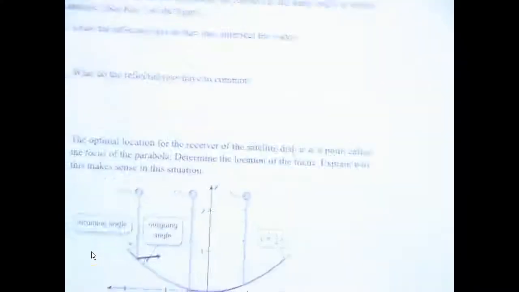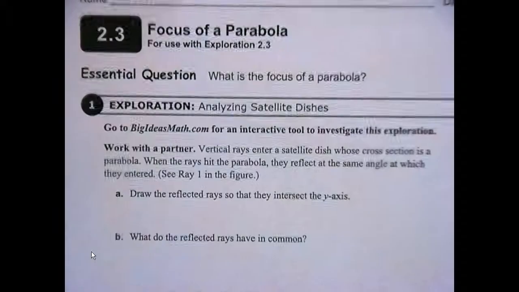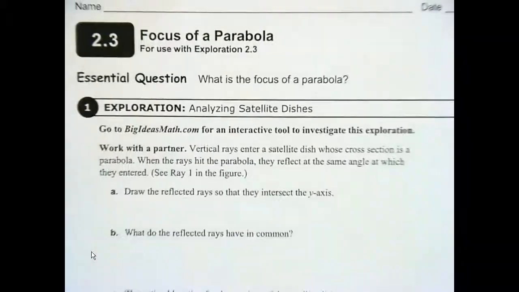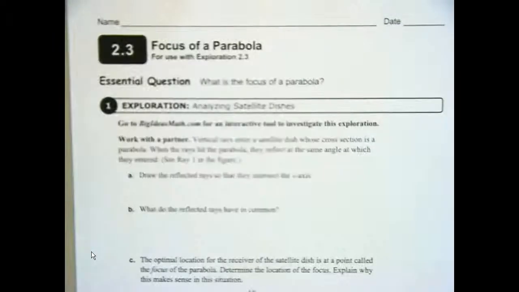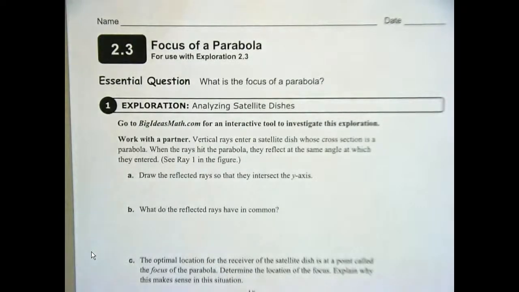We're going to start today on the focus of a parabola. We're going to actually spend today and tomorrow on this, so I'm hoping we get a good chunk done today. This is page 34 of your student journal, so if you don't have that out, go ahead and take it.